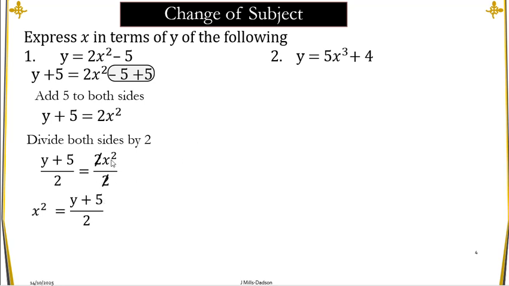At this point, you can bring the x squared here. That's fine. Now, we are looking for x and not x squared, and the inverse of a square is the square root. So we're going to take the square root of both sides, and the square root will cancel out the square, making it x. And therefore, x will be equal to the square root of (y plus 5) all divided by 2.